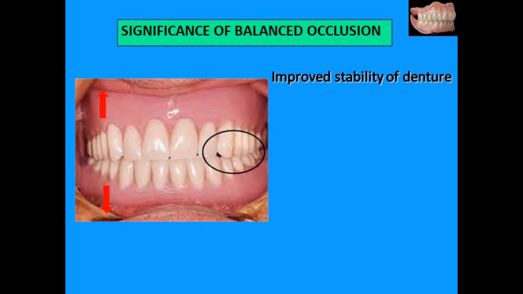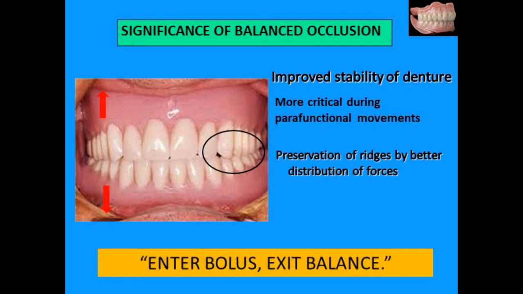So here we know that balanced occlusion improves stability of denture, and absence of occlusal balance will result in leverage of the denture during the mandibular movement. The next one, it is more critical during parafunctional movements. So Sheppard stated that "enter bolus, exit balance."